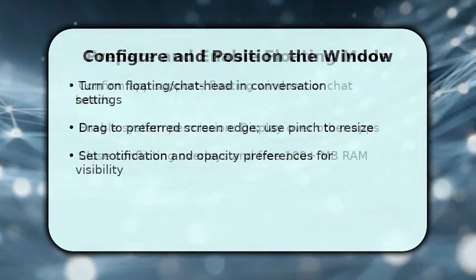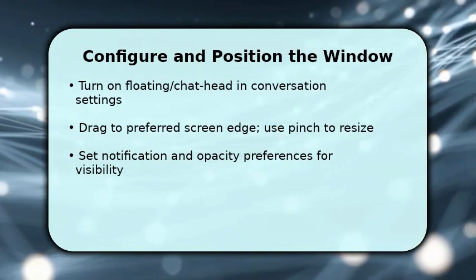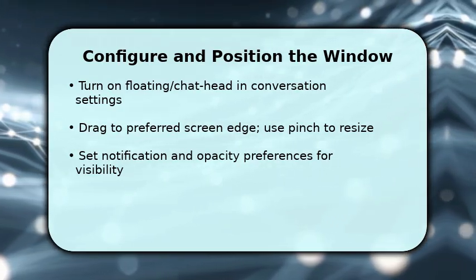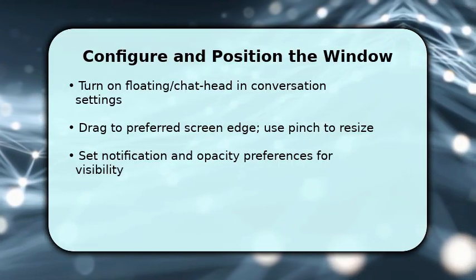Once you activate the floating option inside a chat, you'll see a movable bubble or mini window. Drag it to an edge where it won't block important UI, and use pinch or the resize handle to set width and height. Many apps support 16:9 or square modes.